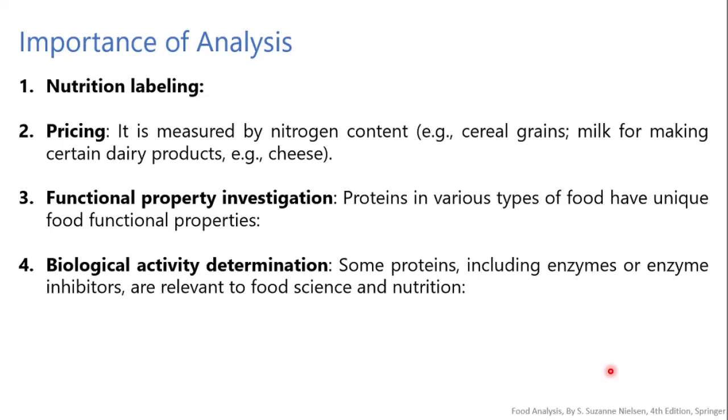Then the next one, biological activity determination. Some proteins including enzymes or enzyme inhibitors are relevant to food science and nutrition. For example, the proteolytic enzymes in the tenderization of meats, pectinases in the ripening of fruits and trypsin inhibitors in the legume seeds are proteins. To compare between samples, enzyme activity often is expressed in terms of specific activity, meaning units of enzyme activity per mg of the protein.